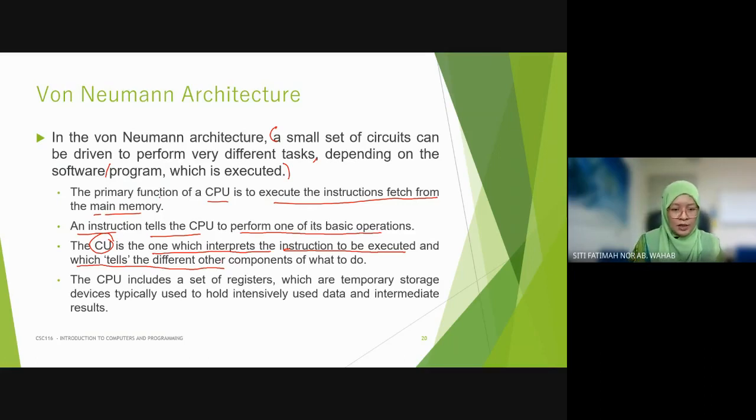And then the CPU includes a set of registers, which are temporary storage. This is the definition of register: temporary storage devices that are used to hold intensively used data and intermediate results.